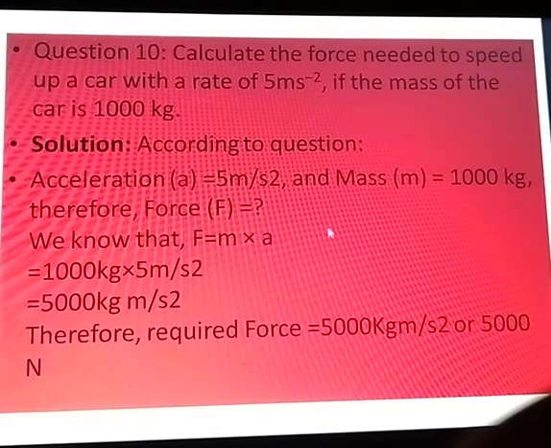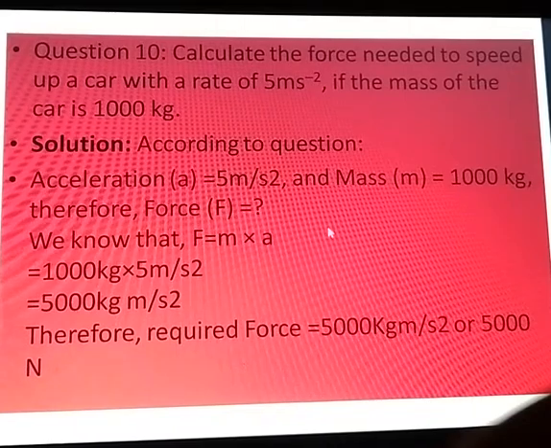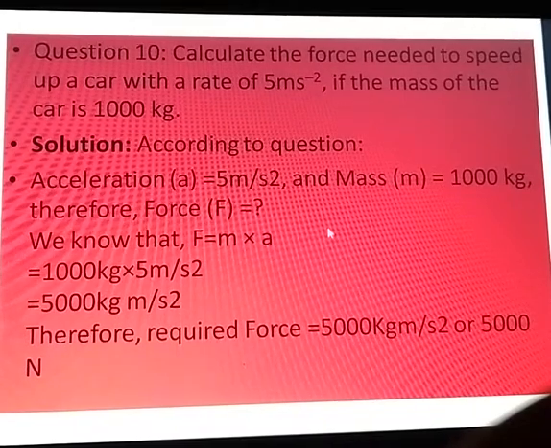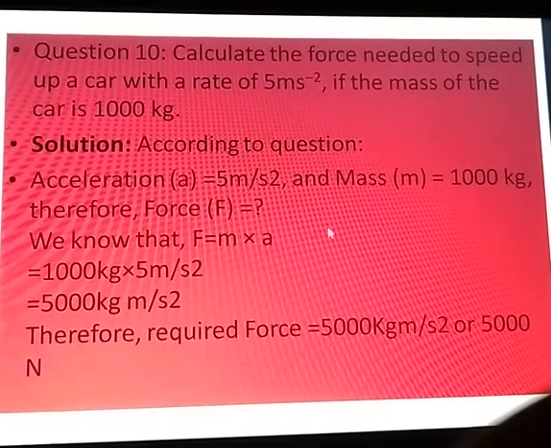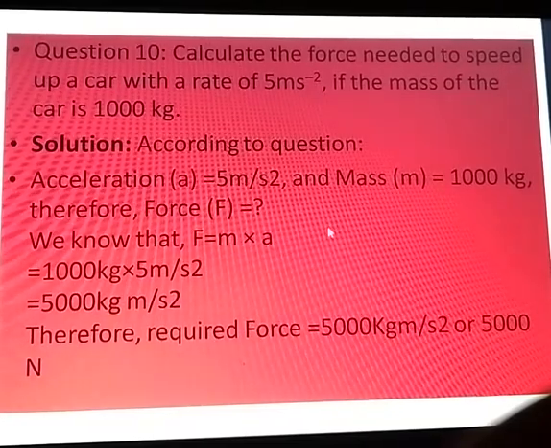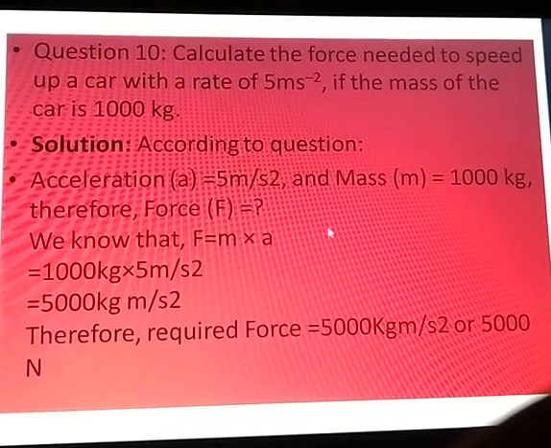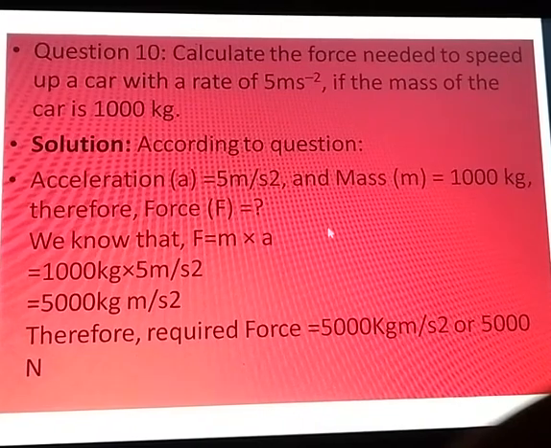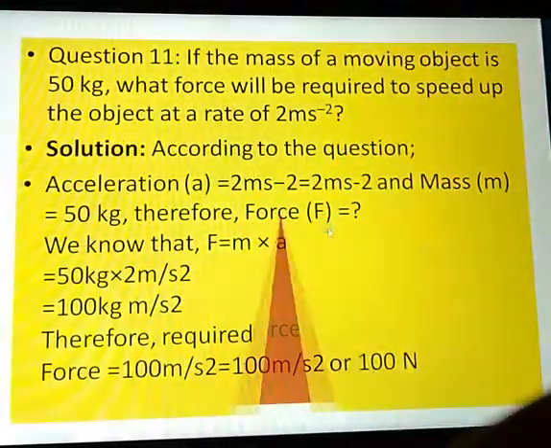Next question, again related to calculating the force. We have to calculate the force needed to stop a car with the rate of 5 meter per second square. Here acceleration is 5 meter per second square, so acceleration is in its SI unit. If the mass is 1000 kg, again mass is also in its SI unit. So we can easily calculate by the rule force is equal to mass into acceleration. Here mass is given, acceleration is given, 1000 into 5, that is equal to 5000 Newton.